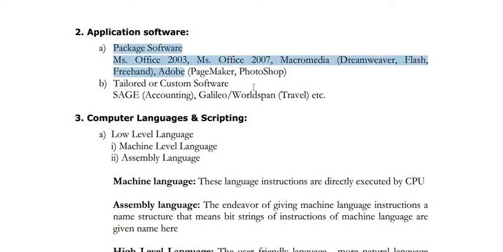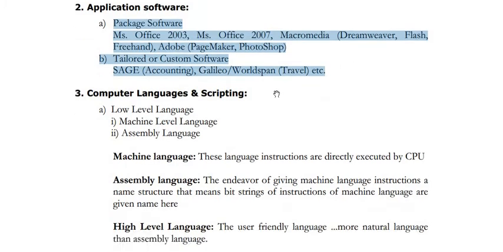2. Application software. A. Package software: MS Office 2003, MS Office 2007, Macromedia Dreamweaver, Flash, Freehand, Adobe PageMaker, Photoshop. B. Tailored or custom software: Sage accounting, Galileo/WorldSpan travel, etc.